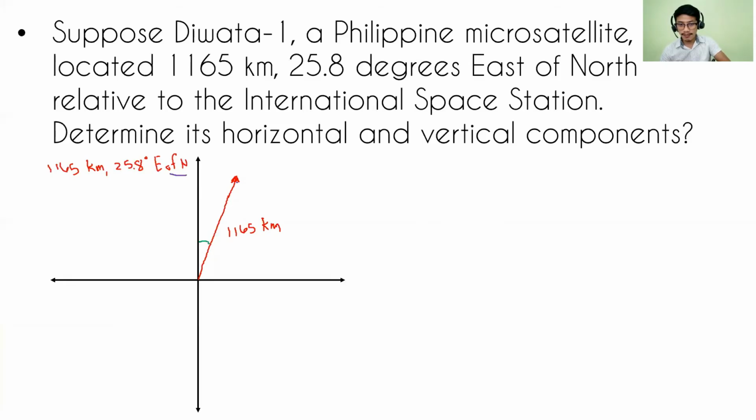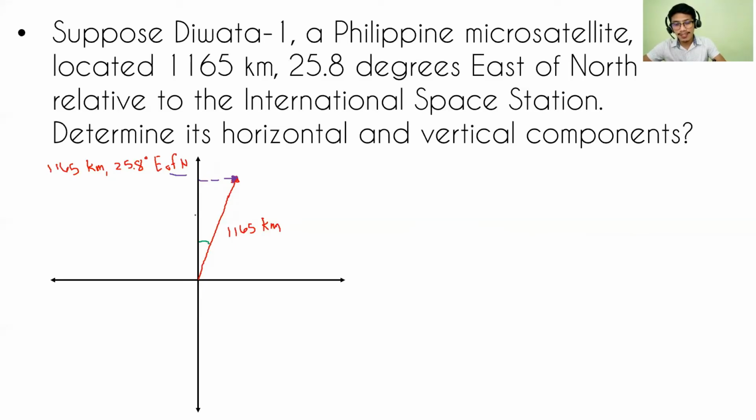So ibig sabihin, huwag kang mag-draw dito ng right triangle. Bakit? Kasi dapat nasa loob ang ating angle. So dapat dito tayo mag-draw ng ating right triangle. Dapat nasa loob ang ating angle. We will identify next our horizontal and our vertical components. What is the horizontal component? The horizontal component is your Rx.